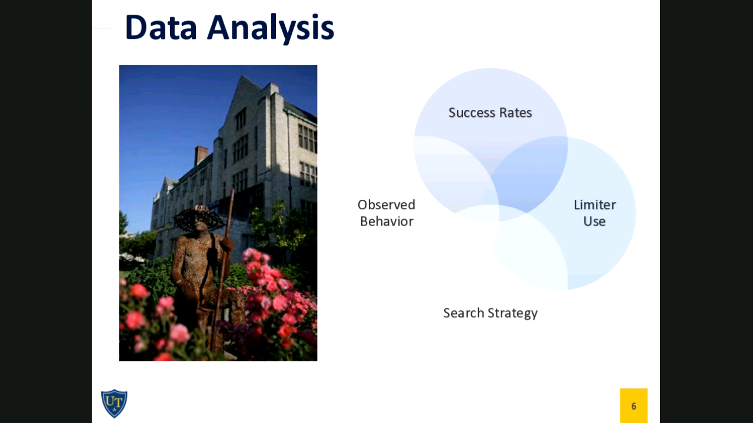And one thing we found with limiter use, or filters, whatever you want to call that, is that they didn't use limiters if we didn't tell them to in the questions. So they knew how to do it. If we asked them to find a full text article or a peer-reviewed article, they would do it, but they wouldn't do it on their own. So take that for what it is. And then the last thing we did, we looked at success rates. Were they successful? Were they able to find what we were telling them to look for?